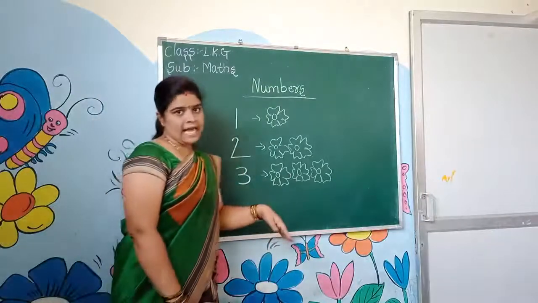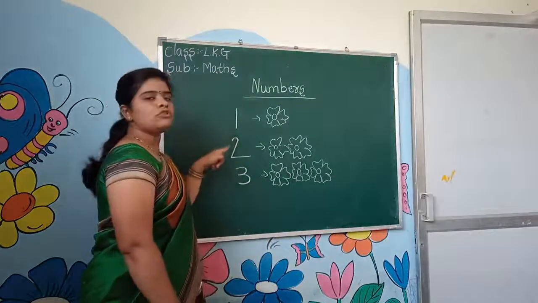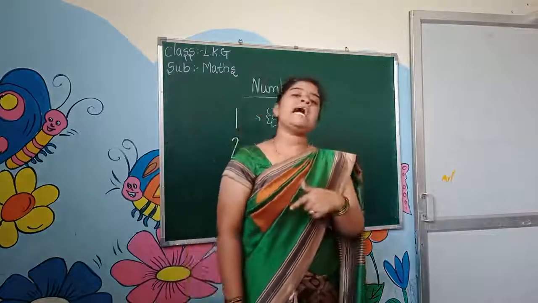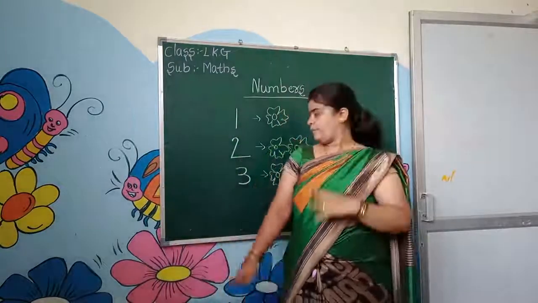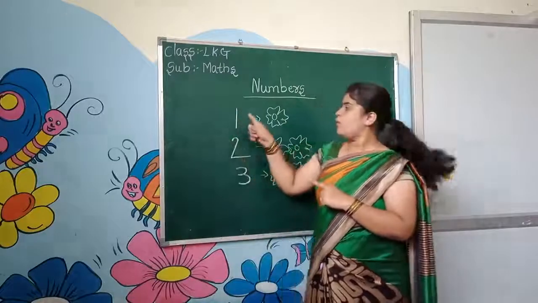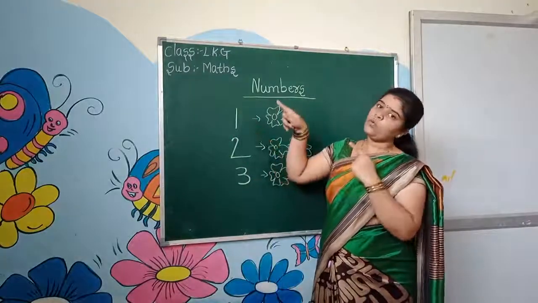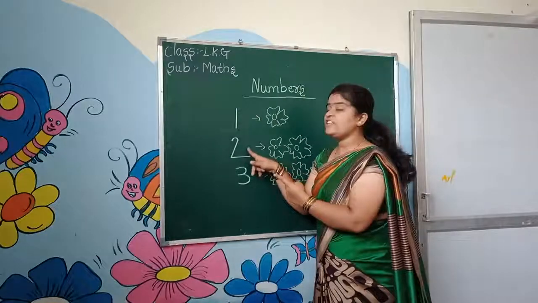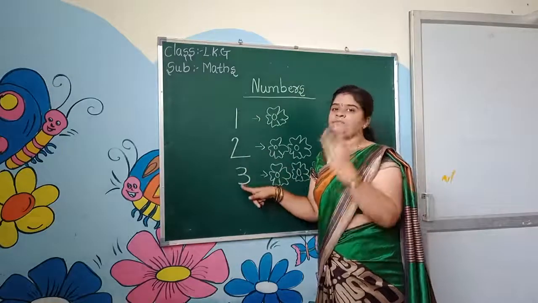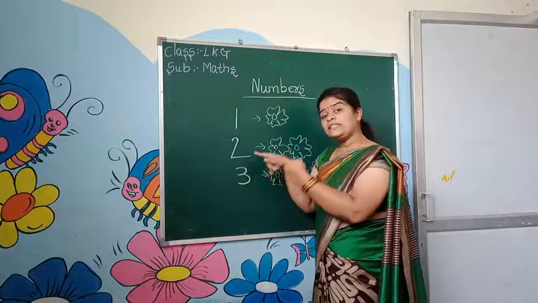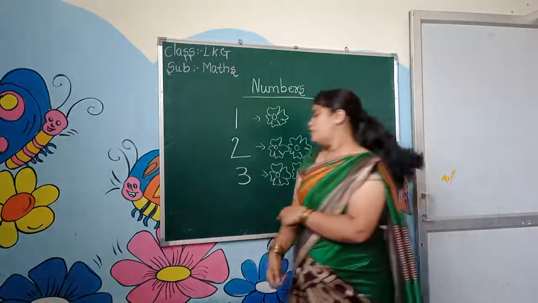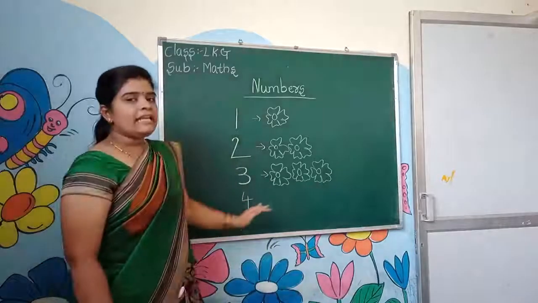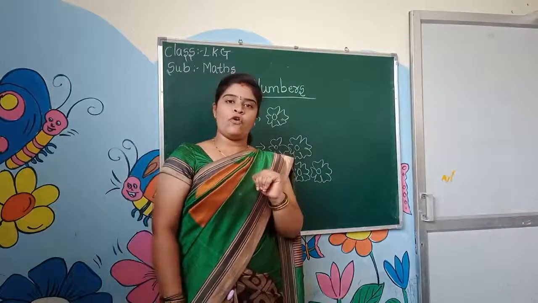In the previous class, we learned 1, 2, 3 numbers. Today, we start the number 4. Here, see here. 1. After 1, which number will come? 2. After 2, which number will come? 3. After 3, which number will come? 4. Yes, children. Then, how do we write a number 4?